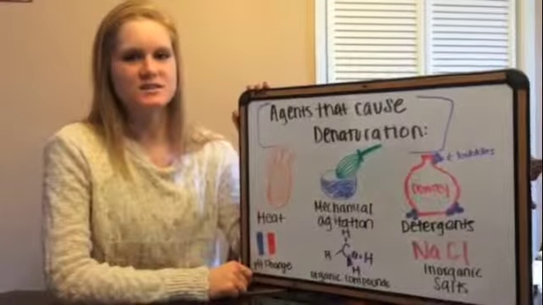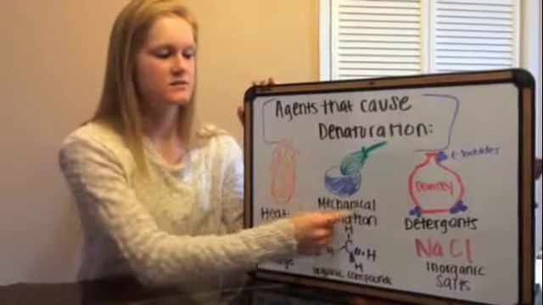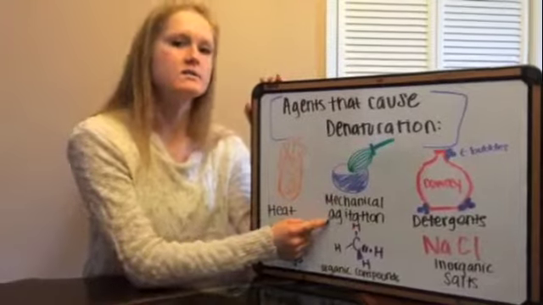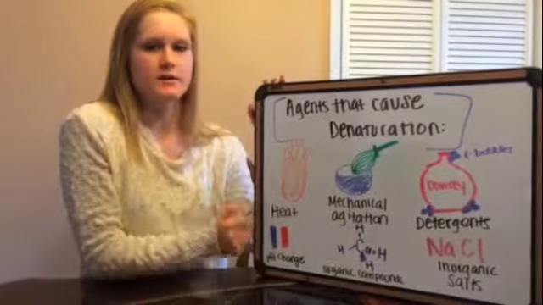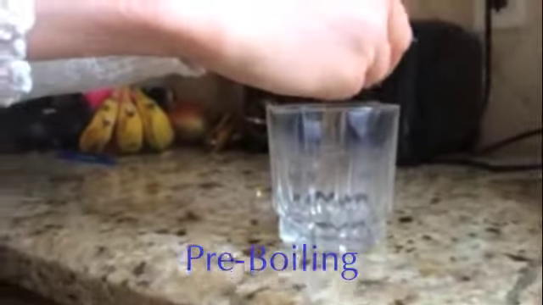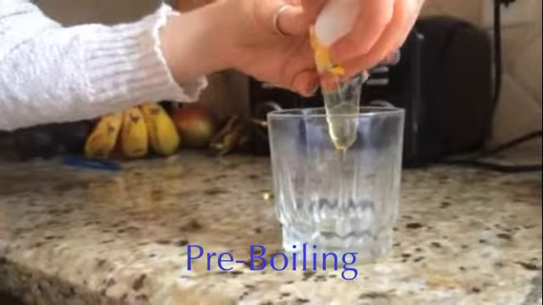There are 6 agents that cause denaturation, and they're heat, mechanical agitation, detergents, pH change, organic compounds, and inorganic salts. Today we'll be using the agent of heat in our experiment. The protein in the egg, which is called the albumin, is in its natural state, which is a clear liquid, as you can see.